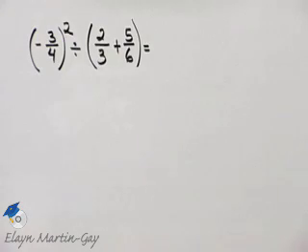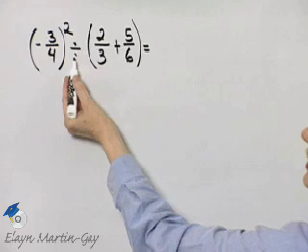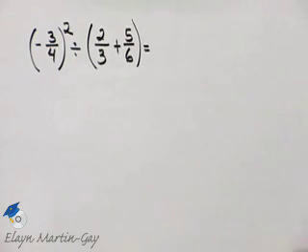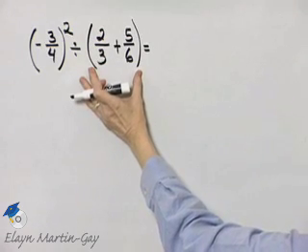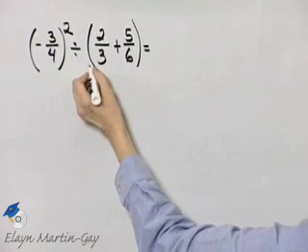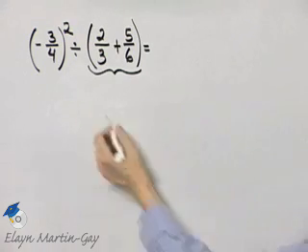Let's simplify this expression. Here we are squaring a fraction and then dividing by something. Within this set of parentheses, we have addition. So remember, order of operations: we work within grouping symbols, so we'll work within this set of parentheses first. How do we add fractions? To add fractions, we must have the same denominator.